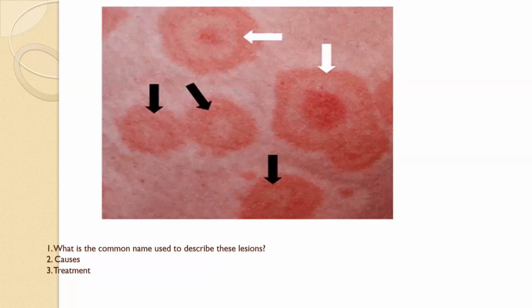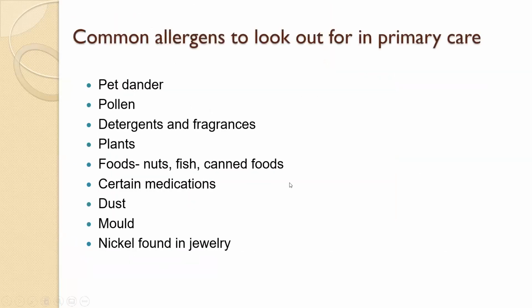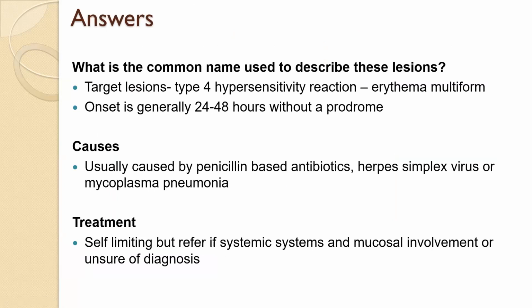Okay, so this is basically known as target lesions. I'm just going to answer for the sake of time. It's basically a type 4 hypersensitivity reaction, commonly known as erythema multiforme. The onset is gradual, within 24 to 48 hours. The causes are generally penicillin-based antibiotics, herpes simplex or mycoplasma pneumonia. The treatment is basically self-limiting, but you refer if systemic symptoms are affected, if there's mucosal involvement, or if you are unsure of the diagnosis.